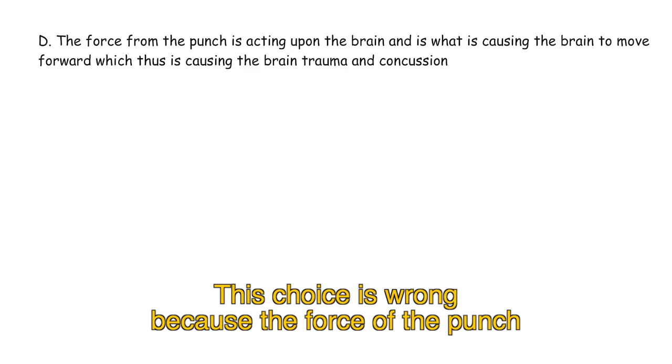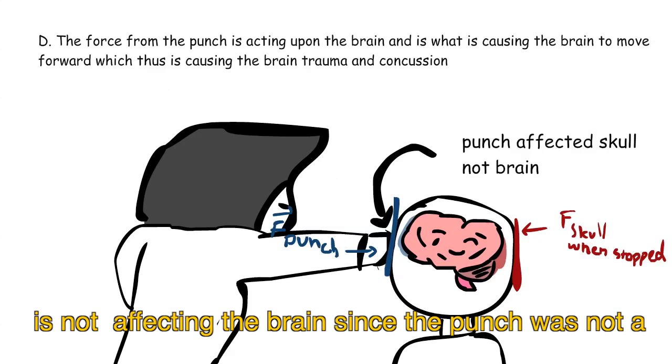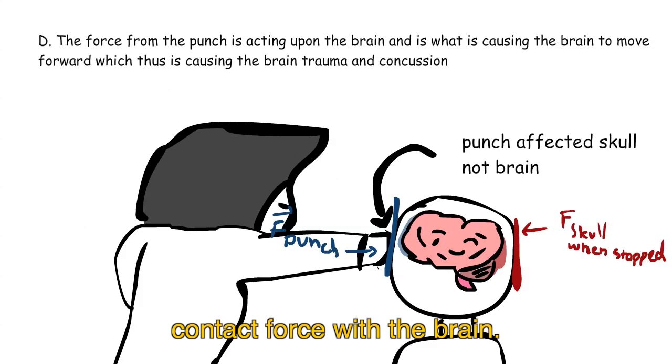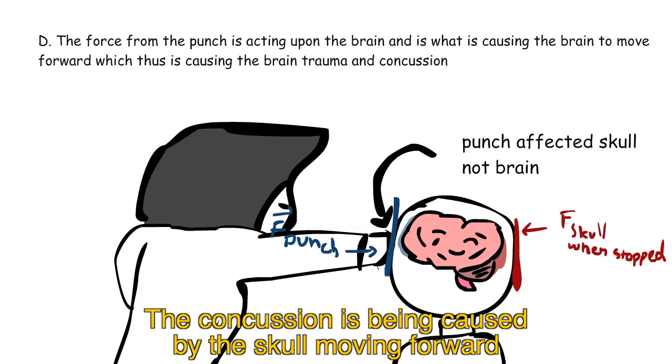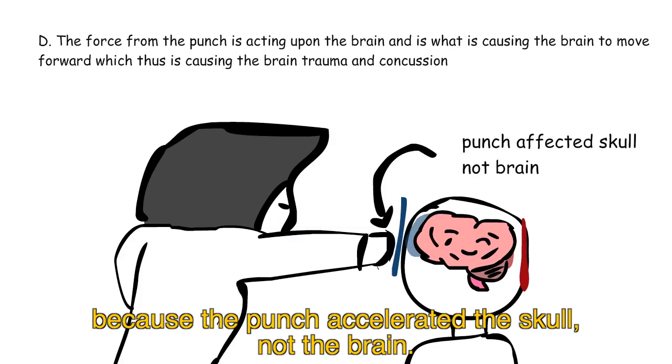This choice is wrong because the force of the punch is not affecting the brain, since the punch was not a contact force with the brain. The concussion is being caused by the skull moving forward because the punch accelerated the skull, not the brain. Finally, as you all know, choice A is correct. Ariella will tell you why.